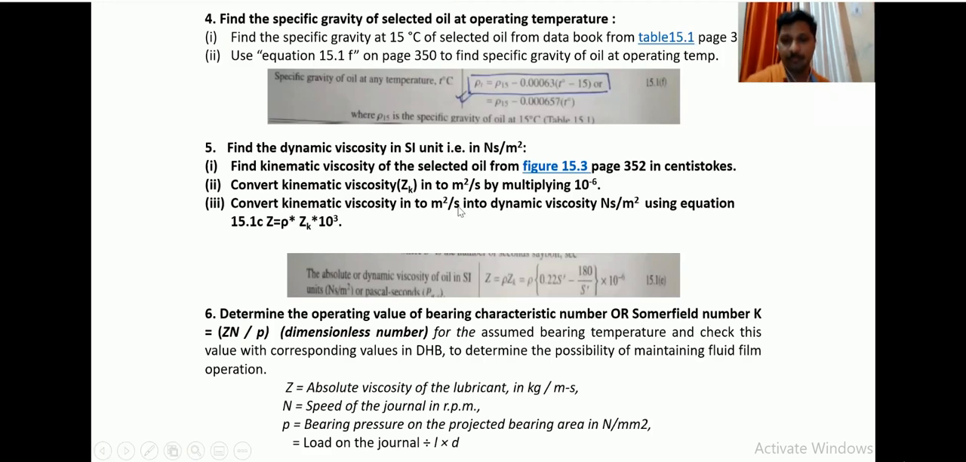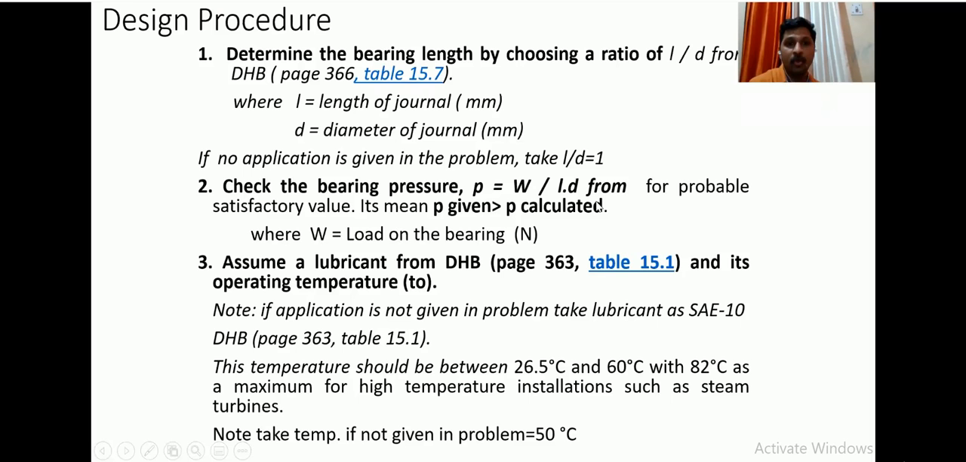So in this step, what we have to do is choose the correct L by D ratio for the particular application and the particular bearing from this table, if the application is known to us. So the first step is to find out or choose the correct L by D ratio from the design data book. If the application is not given in your problem, then what will we do? We generally take L by D ratio equal to 1.